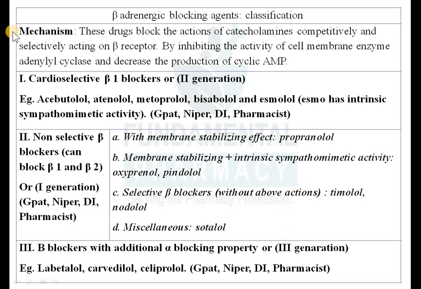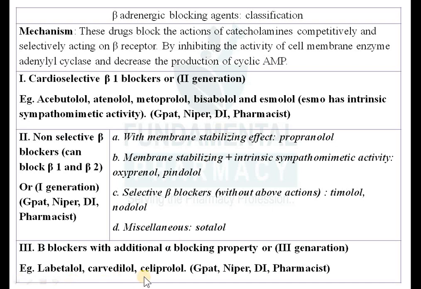But these drugs, acebutolol, atenolol, metoprolol, bisoprolol, esmolol, they are selective beta 1 blockers or cardio-selective beta 1 blockers. They are known as second generation drugs. Okay, they are first generation. These are the first generation. These are the second generation.